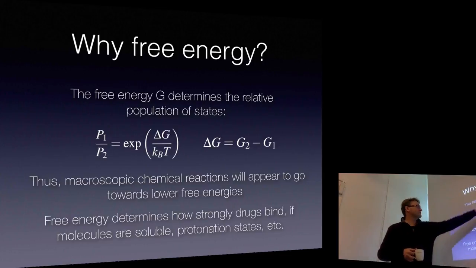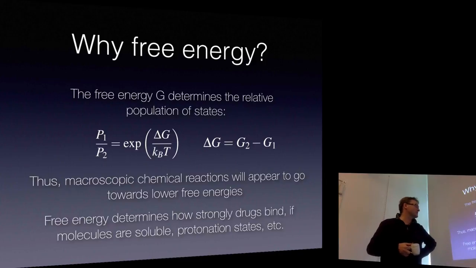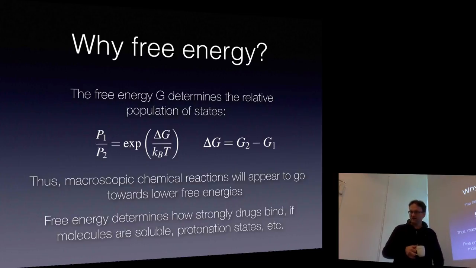If you know the difference in free energy between two states, this is just the Boltzmann distribution that tells you how probable one is relative to the other. And that, of course, determines whether a molecule is bound. It determines what direction a reaction will go. If you can get the free energy of opening an ion channel, you can determine whether it will be open or closed.